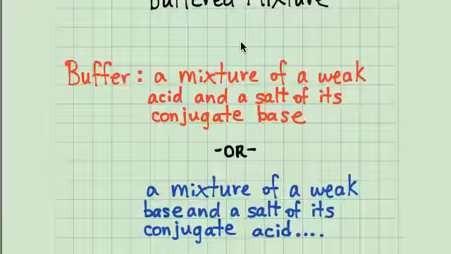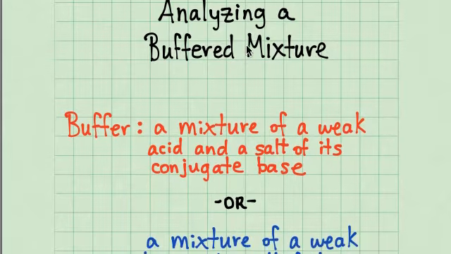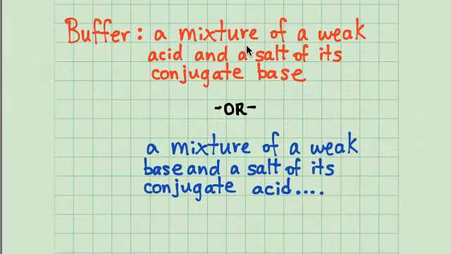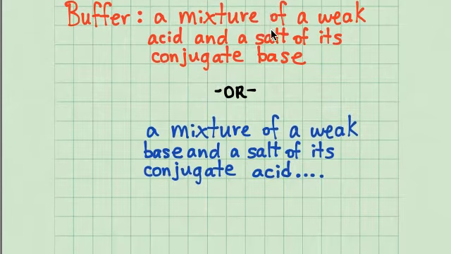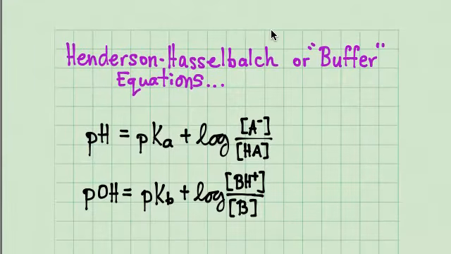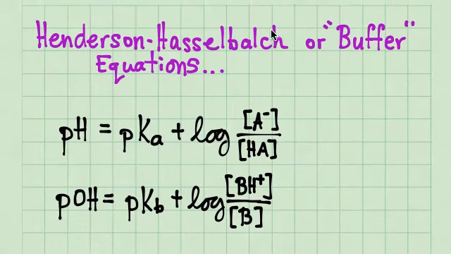The title of this one: choosing a buffer, making a buffer, analyzing a buffer. What is a buffer? A buffer is a mixture of a weak acid and the salt of its conjugate base, or a weak base and the salt of its conjugate acid. If we know the strong acids and the strong bases, we know everything else that could be an acid or a base is weak. And then if you mix that with some kind of common ion, you have a buffer. But without some examples, it makes no sense.